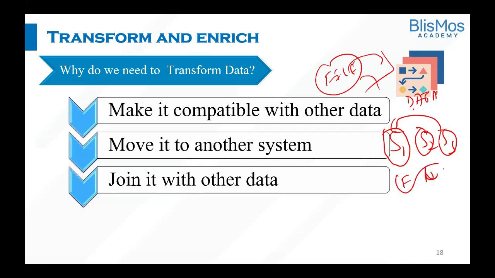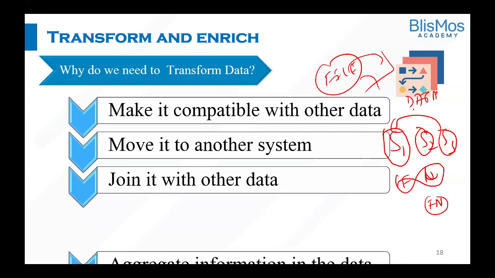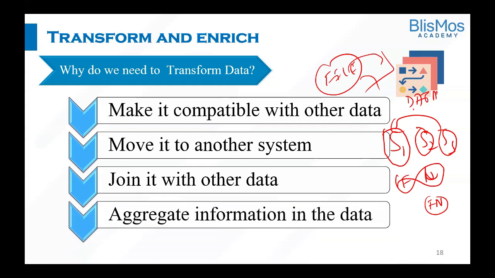In order to populate this, what we want is first name and last name. So we'll join it with other data. Aggregate the information in the data. If you want to calculate the average salary of a department, we have to aggregate the data from the department and get the average salary of the department. Aggregate the information. These are some of the important reasons why we transform the data.